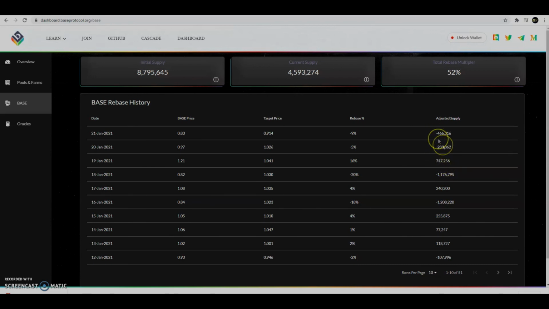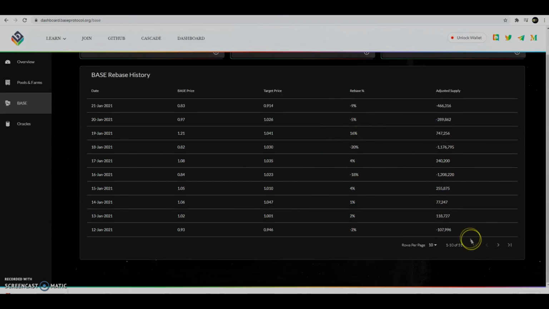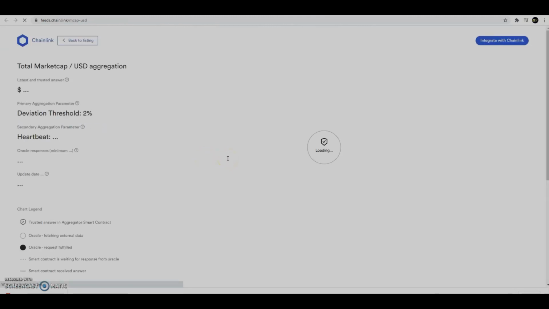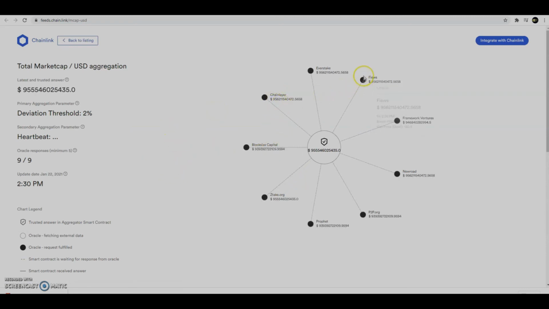And as you can see here in the negative territory, the supply is decreased. And you go here and you click, and it will show you the previous day. Since you can only see 10, it will show you the average. It will go all the way back to when they first launched, which was sometime at the end of November 2020. And if you go here, you will see the Oracle feeds, guys. And this will tell you where they're gathering all the data from.